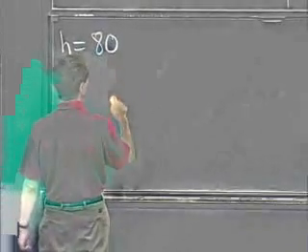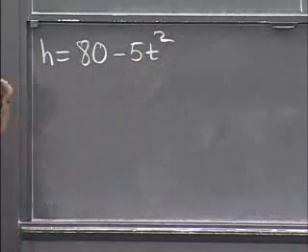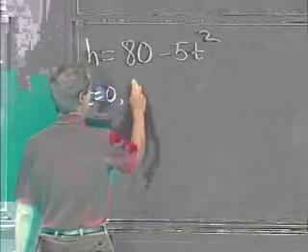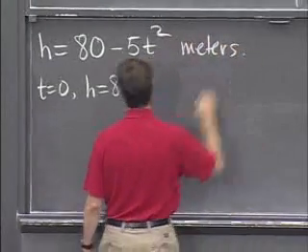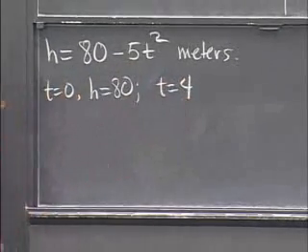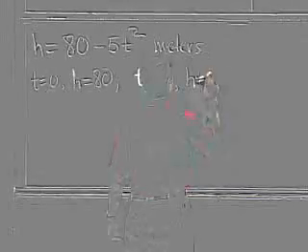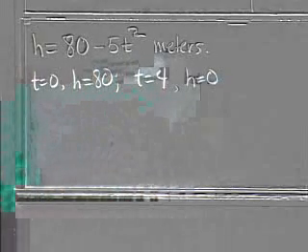Okay, so we have the height, which starts out at 80 meters at time 0, and then the acceleration due to gravity gives you this formula for h. This is the height. So at time t equals 0, we're up at the top. H is 80 meters. So the units here are meters. And at time t equals 4, you notice 5 times 4 squared is 80. So I picked these numbers conveniently so that we're down at the bottom.